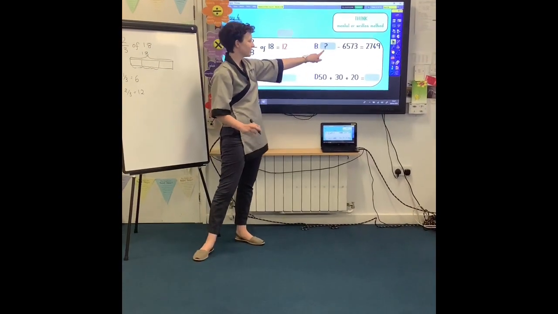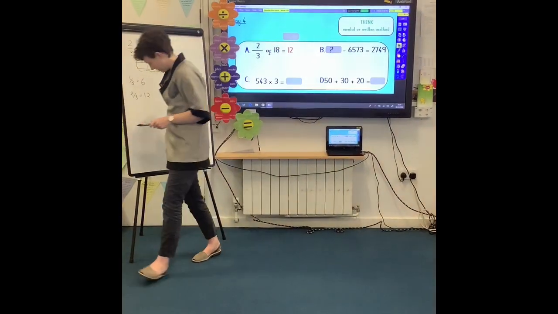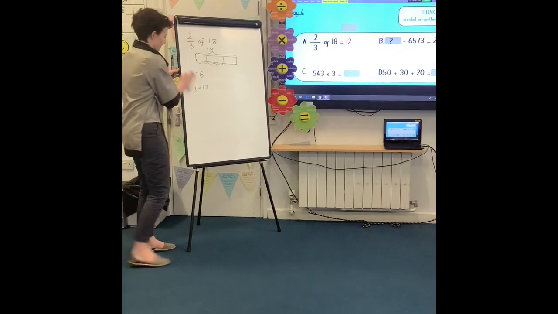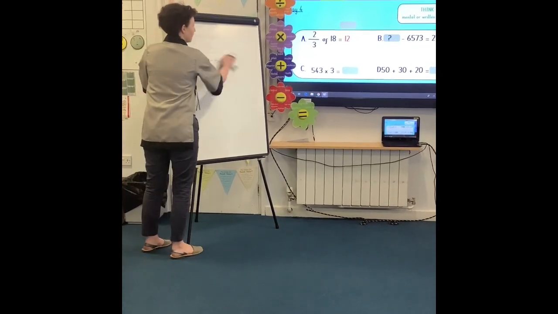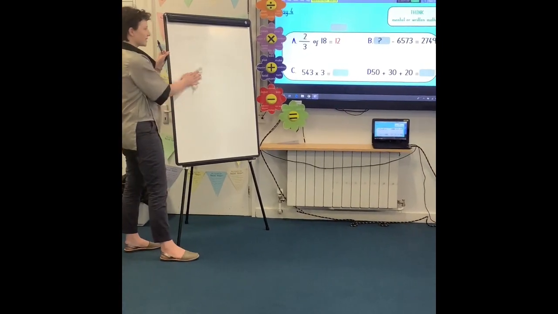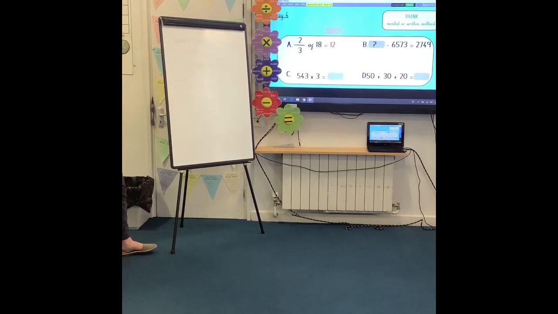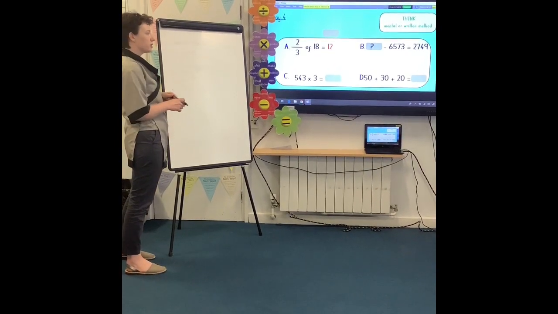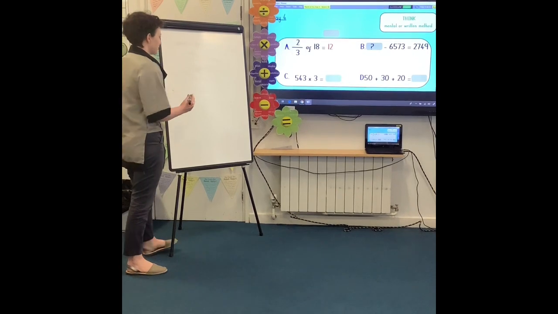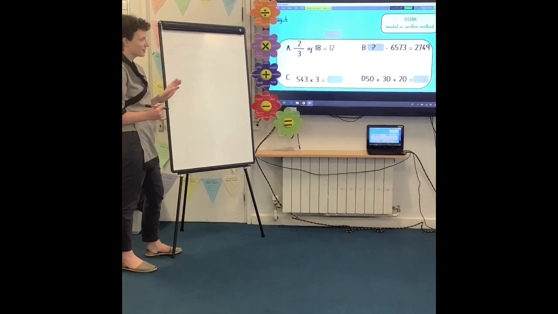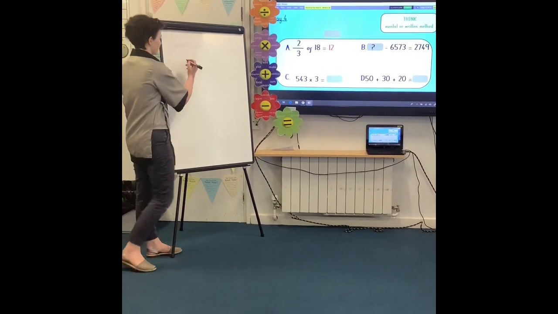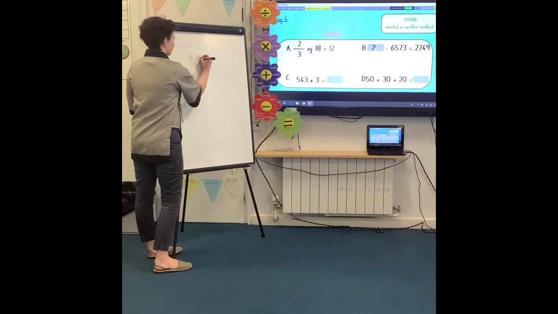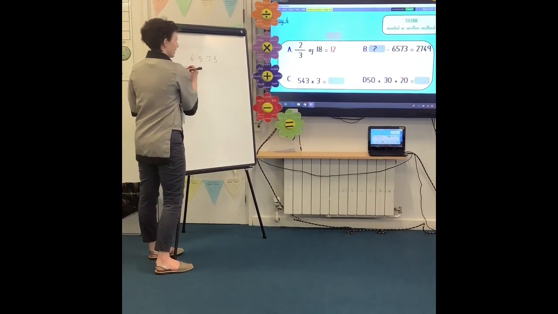B, again, this is one that I would use a written method for. So we've got something take away 6,573 is equal to 2,749. So I'm going to have to use the inverse to find out what my start number is going to be. So 6,573 add 2,749.